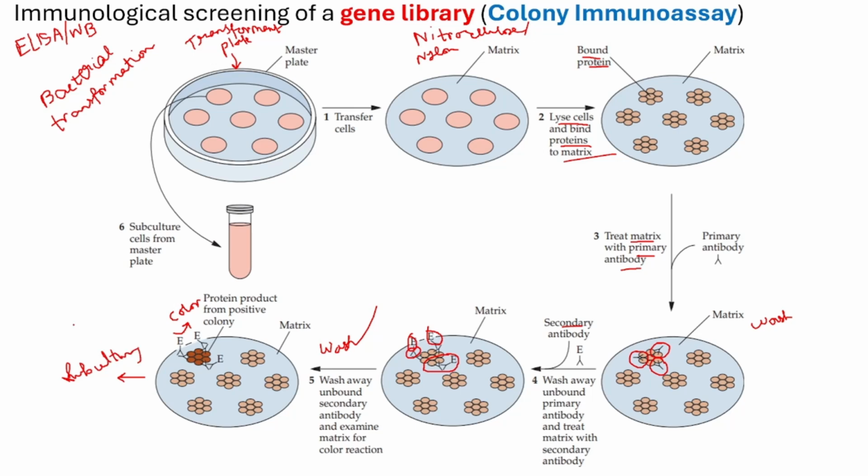Cells from this positive colony can be subcultured because they may carry the plasmid insert DNA construct that encodes the protein.